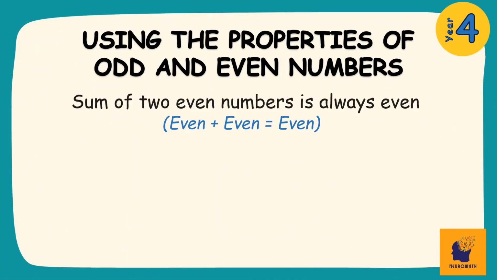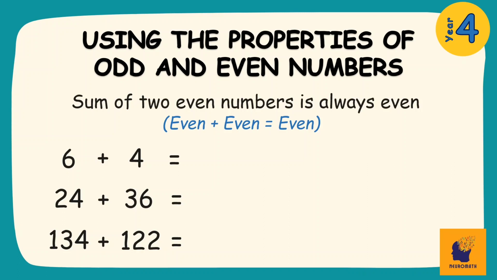The first thing we need to understand to build on this knowledge is that the sum of two even numbers is always even. What this means is that when I add two even numbers together, I get an even number as a result. So if I've got something like 6 plus 4, 24 plus 36, or 134 plus 122, because I'm adding two even numbers, I will get an even number as an answer.